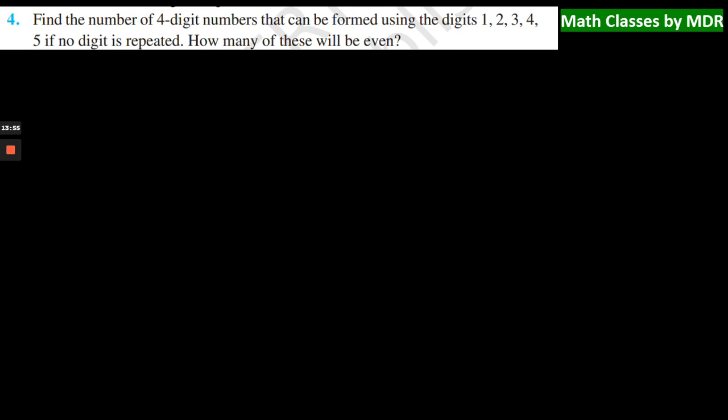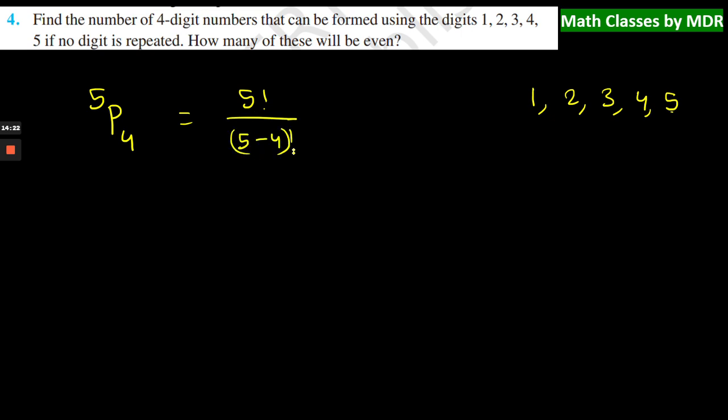See, find the number of 4-digit numbers that can be formed using the digits 1, 2, 3, 4, 5 if no digit is repeated. 1, 2, 3, 4, 5. So obviously this is 5p4. Out of 5 digits we are trying to arrange 4 digits. So that is 5 factorial by 5 minus 4 factorial. So 5 factorial is 5 into 4 into 3 into 2 into 1 and 1 factorial. 1 factorial is nothing but 1. Therefore 5 into 4 into 3 into 2 is 120. Okay, you'll get 120 4-digit numbers here.